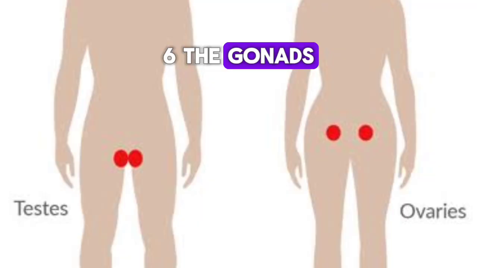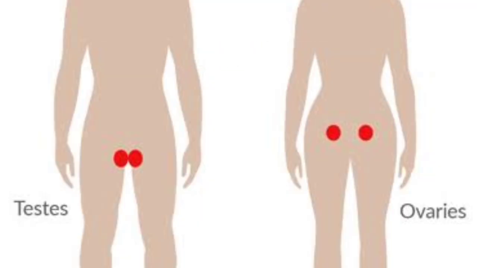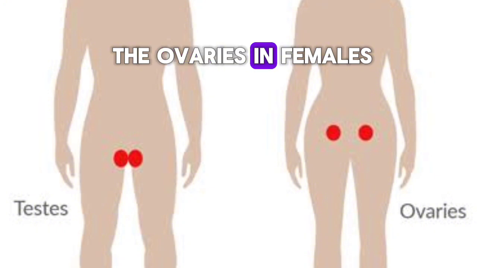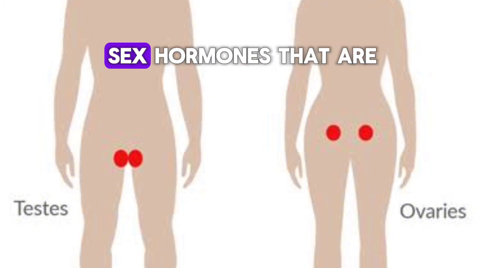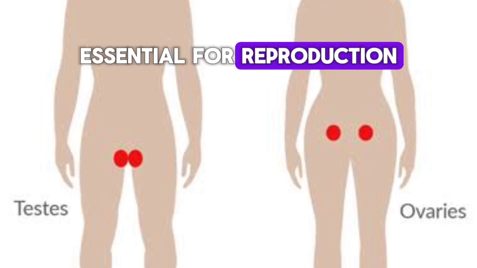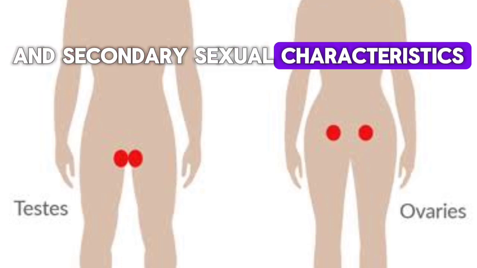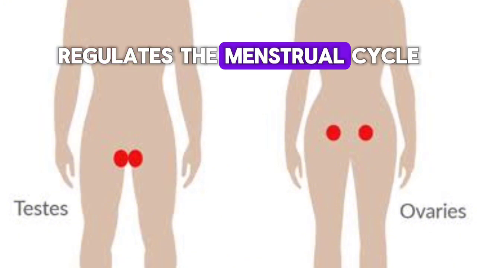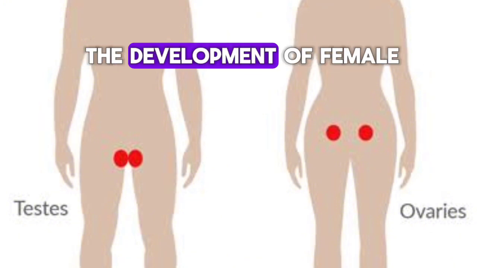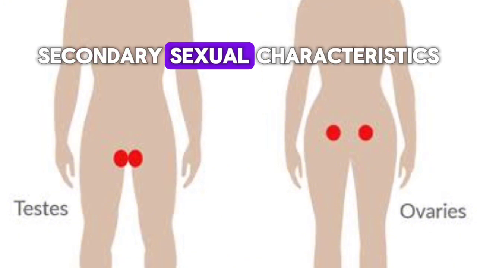6. The gonads, reproductive hormones. The gonads, which are the ovaries in females and the testes in males, are responsible for producing sex hormones that are essential for reproduction and secondary sexual characteristics. Ovaries. Estrogen regulates the menstrual cycle and is responsible for the development of female secondary sexual characteristics.